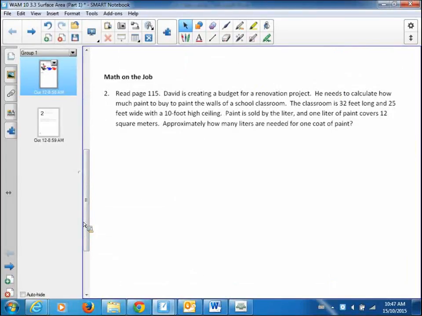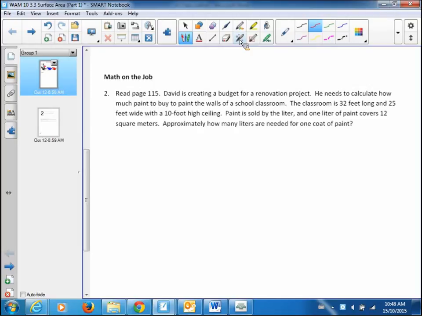But creating a budget for a renovation project, you need to calculate how much paint to buy for the walls of a classroom. You have the length. You have the width, 25 feet wide. 10-foot high ceiling. Now, that is misleading in a way because you've got 4 walls in a classroom, and I guess they're not worried about windows and doors for the approximation.